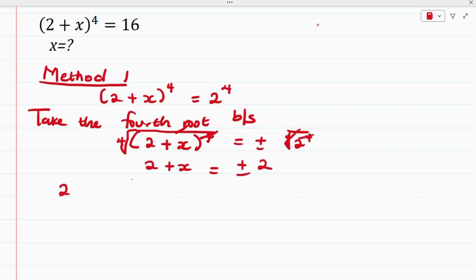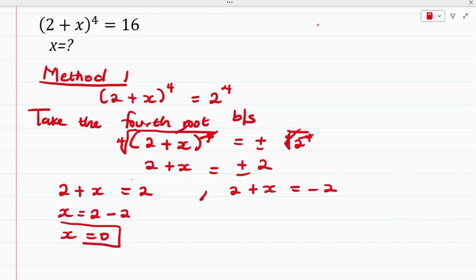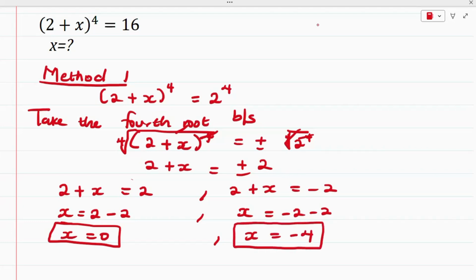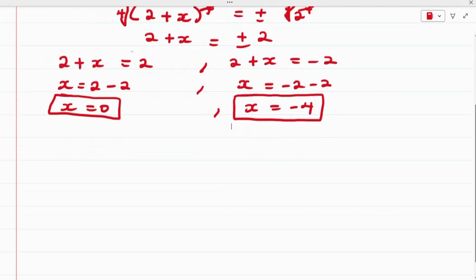So from here we have that 2 + x = 2 and 2 + x = -2. Isolating x, we have x = 2 - 2, and x is equal to 0. So we have the first value of x. And from here, x = -2 - 2, and x is equal to -4, and this becomes the second value of x. So we have been able to find the two values of x.